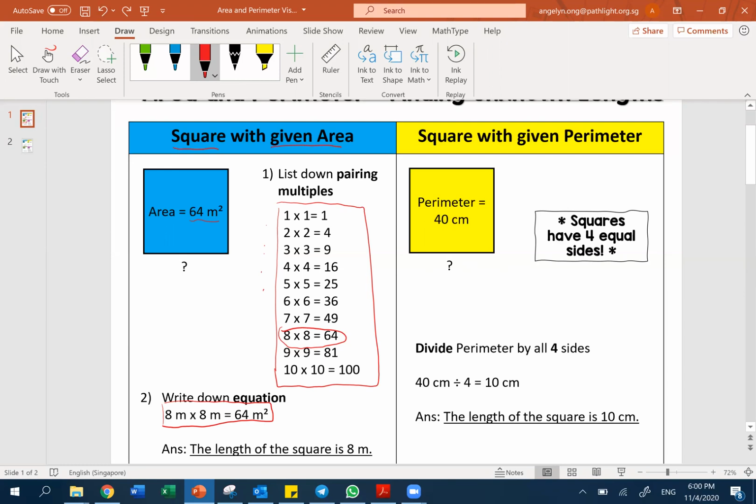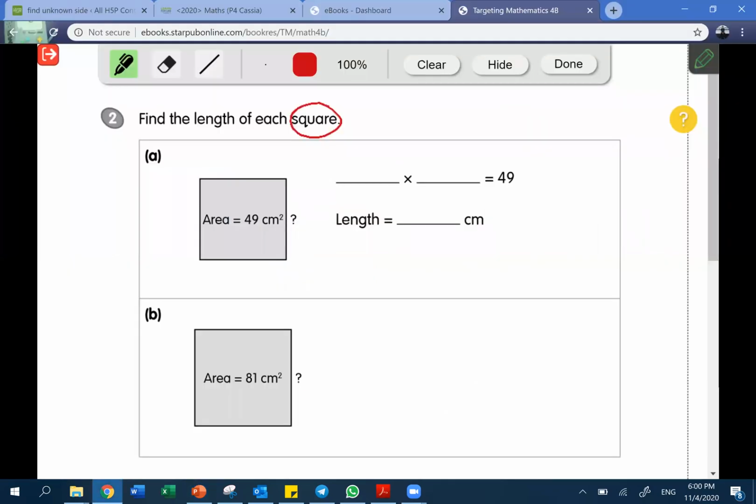Okay, so let's go back to our worksheet. Now, the area of this square is 49 square centimeters. So what times what gives us 49? And you must remember that these two numbers are the same number, because this is a square, all four sides are the same. That means when we take the area, side times side, this side and this side are the same because all four sides are the same length, okay? So what number times itself will give us 49?